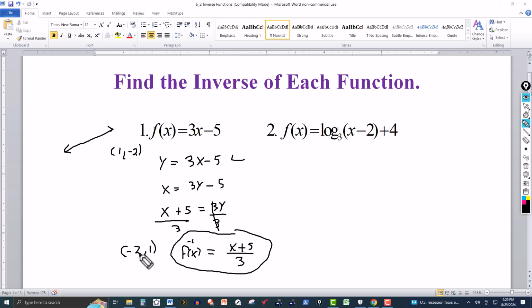Let's check it. Let's put a negative 2 here where the x is. Negative 2 and 5 is 3. 3 divided by 3 does give me a 1. So this checks out. There it is.